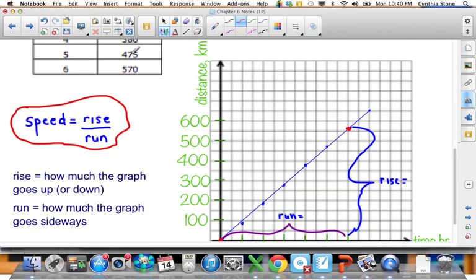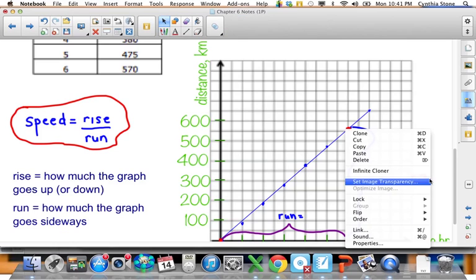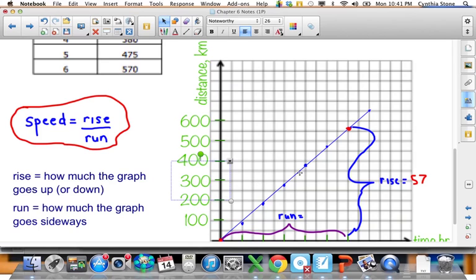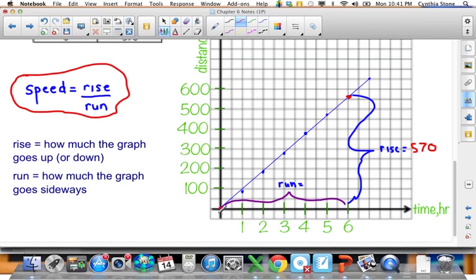Okay, so my rise, it goes up to, this is 500, 550. It's 570, I know that from here, right? So it's hard to read it off the graph, but the rise is 570. My rise is 570, and my run is how much it moves horizontally, which is 6, right? I start at 0 and at 6 hours, so the run is 6.